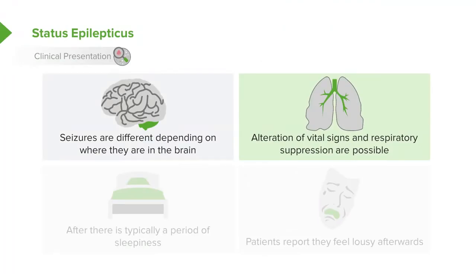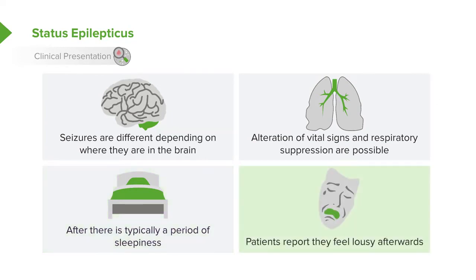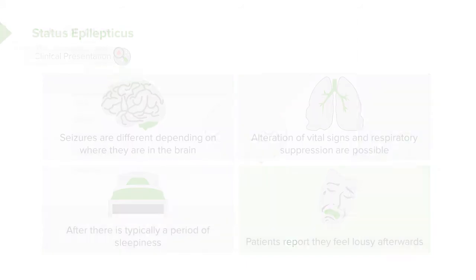Alteration of vital signs and respiratory suppression are absolutely possible during seizures, and after seizures there may be a period of sleepiness called the post-ictal period. This is especially true for generalized seizures. Also after seizures, a patient may develop a paralysis transiently of one side of the body, even if it's a generalized seizure, and that's called Todd's paralysis. Patients report they feel absolutely lousy after a seizure. So we know seizures are no fun to have, and we'd like to prevent them.